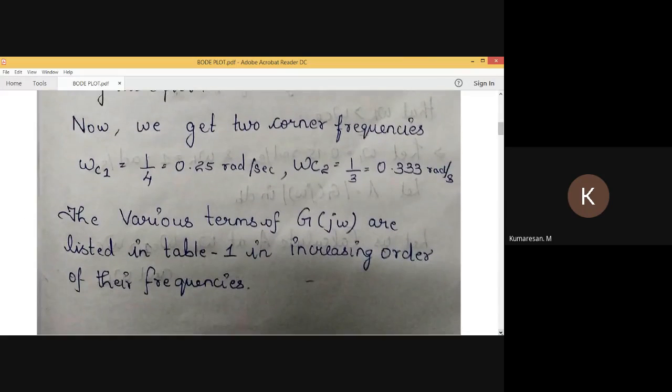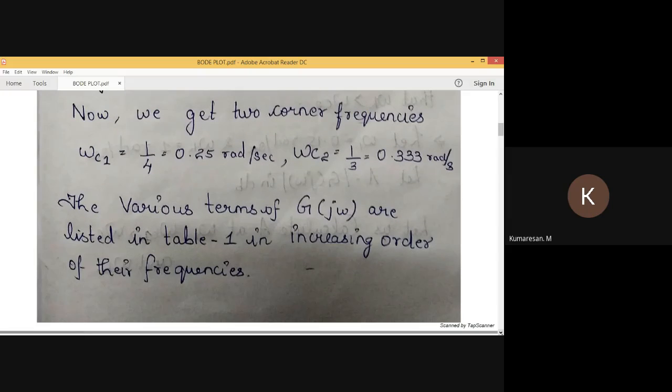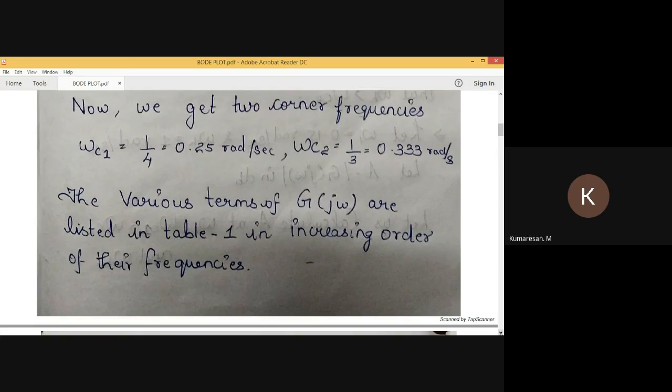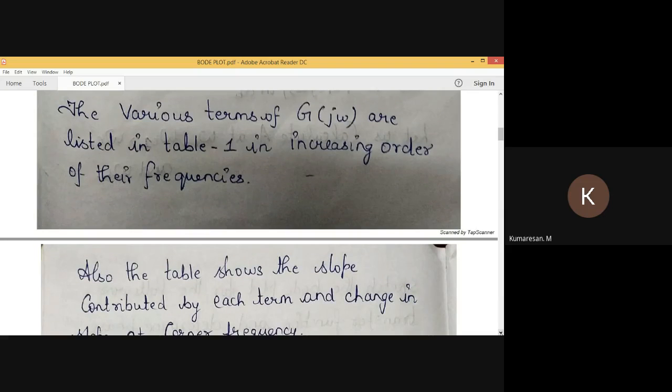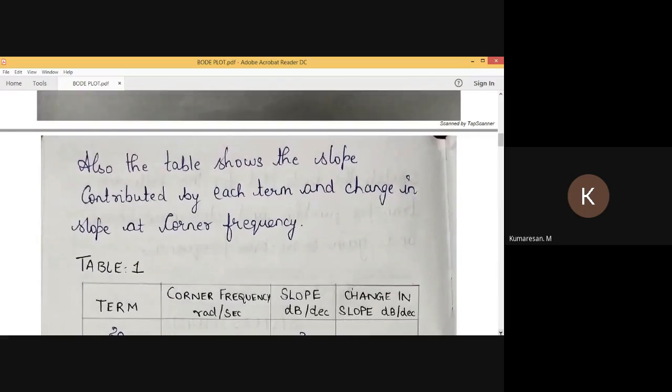Now we have to choose the various frequency ranges based upon the corner frequencies. Before that, we have to draw the Bode plot. We have to find the magnitude of the system. The various terms of G(j omega) are listed in Table 1 in increasing order of their frequency. Also, the table shows the slope contributed by each term and the change in slope at the corner frequency.